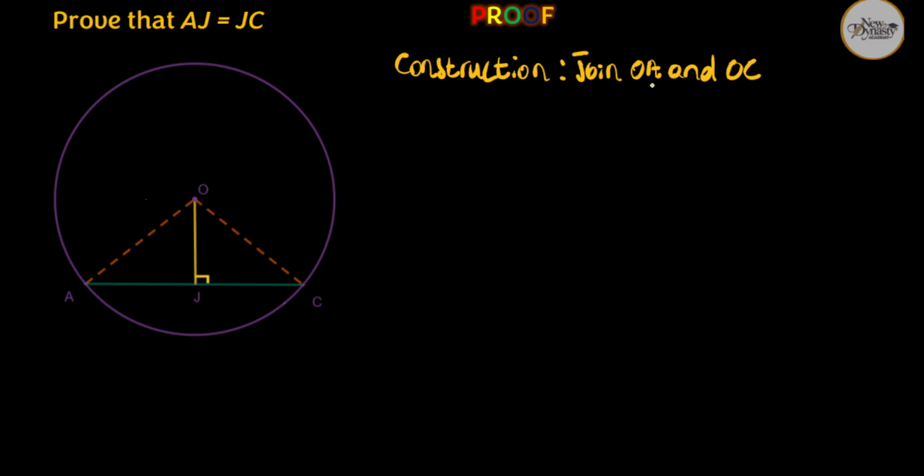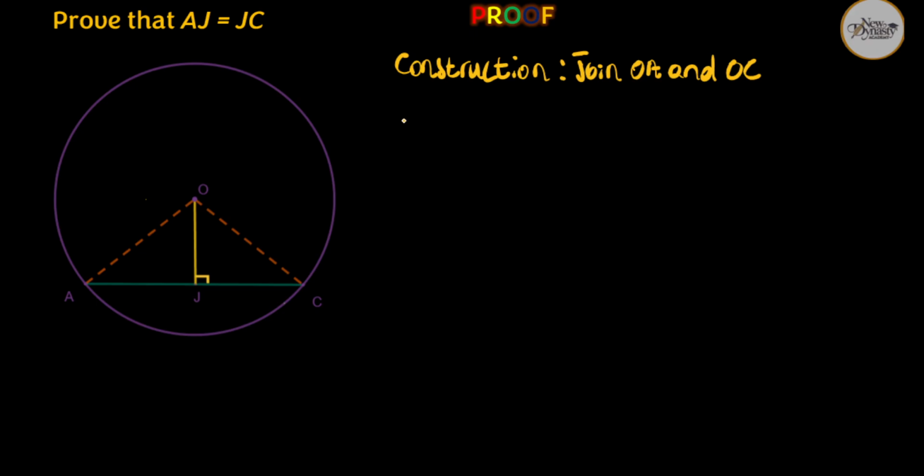So what happens after we've joined OA and OC? You can clearly see that we have created two triangles, triangle OJA and triangle OJC. Now, bearing in mind that we need to prove that AJ equals JC, these are the sides of those two triangles, but they are in different triangles. So the best way for you to prove sides are equal, when they are in different triangles, is to use what we call congruency.